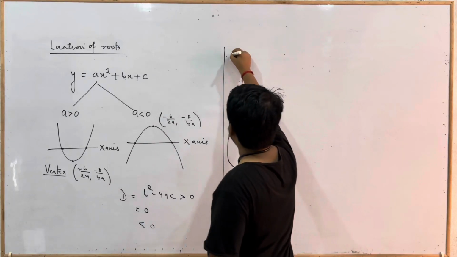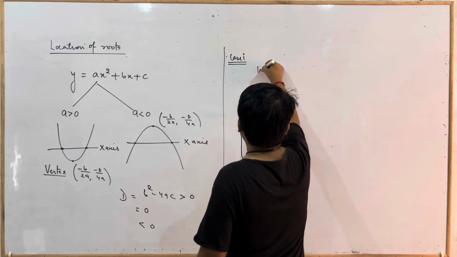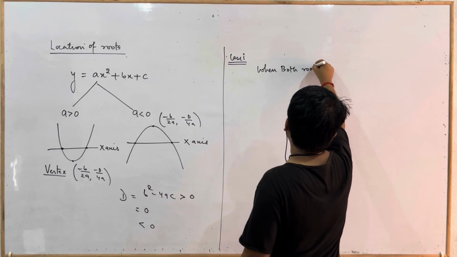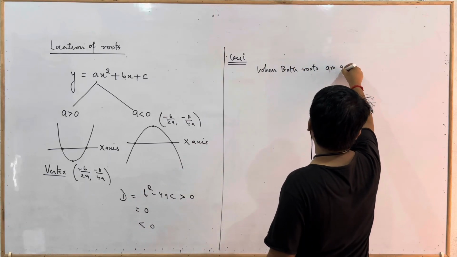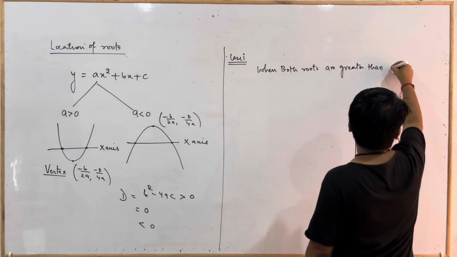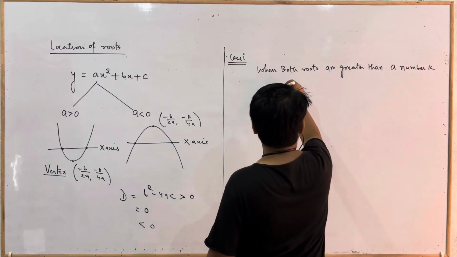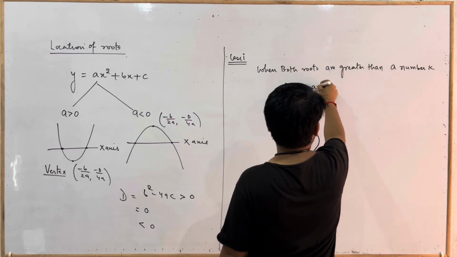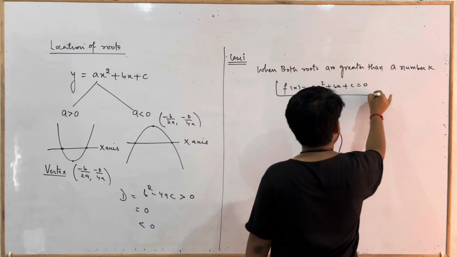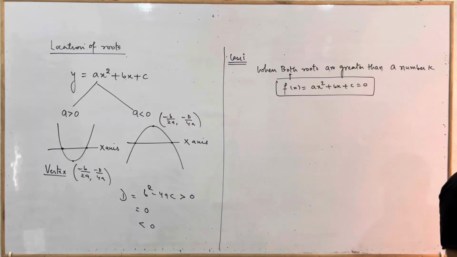So case 1, when both roots are greater than a number k. f(x) equal to ax square plus bx plus c equal to 0. This is your quadratic equation, and both roots of this quadratic equation are greater than a number k.